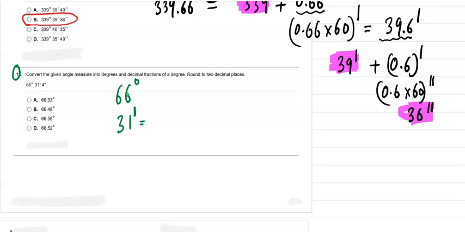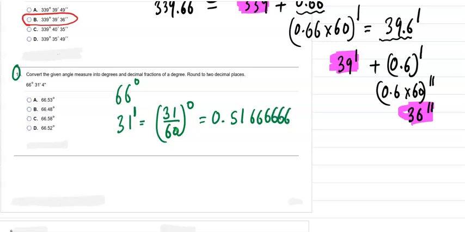To change minutes to degrees, divide by 60. Remember that when you change minutes to degrees, you divide by 60. When you divide by 60, you get 0.516666 degrees. Okay, this is degrees. I can write the degree symbol here.